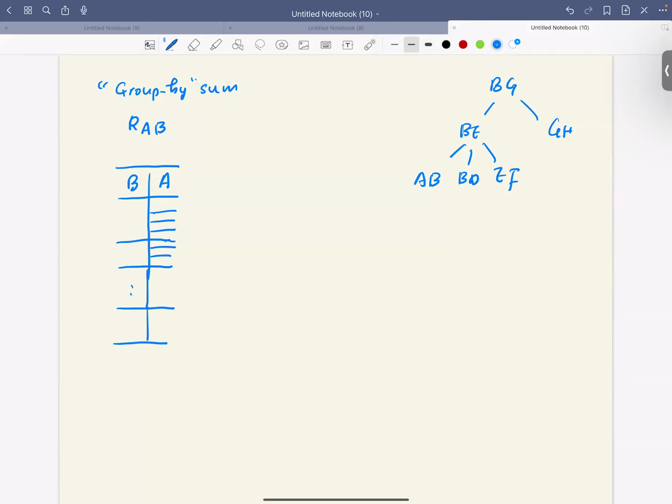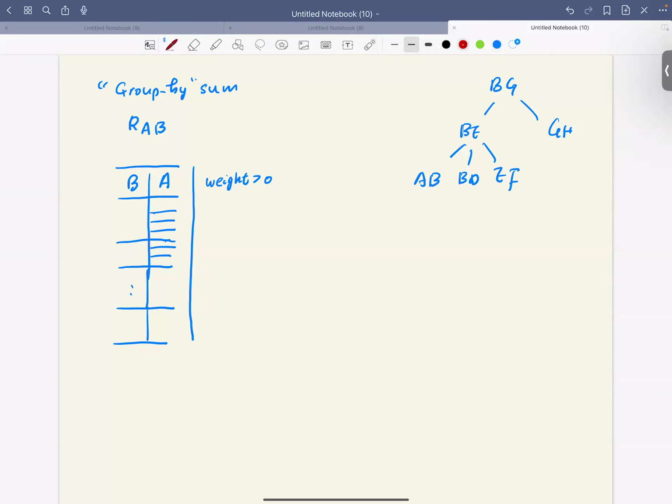Also imagine that every tuple is associated with an integer weight, greater than 0. This is not really a column of the table, but for this group by sum problem, you can imagine that in addition to A and B, you also have a weight associated with every single tuple, and this weight is an integer.